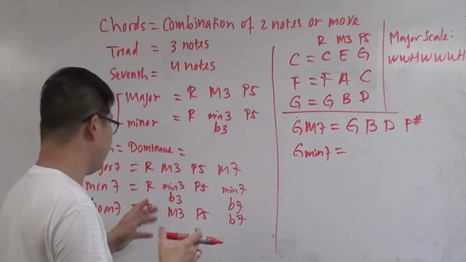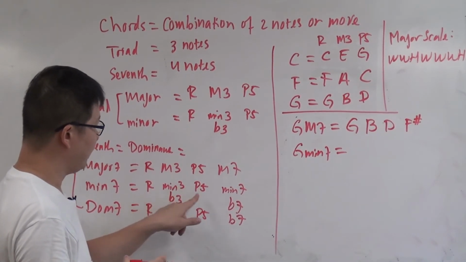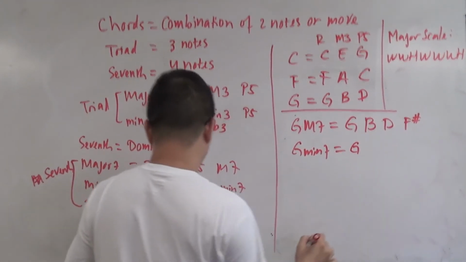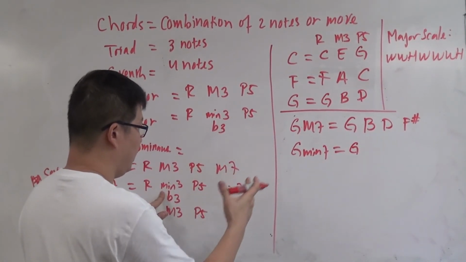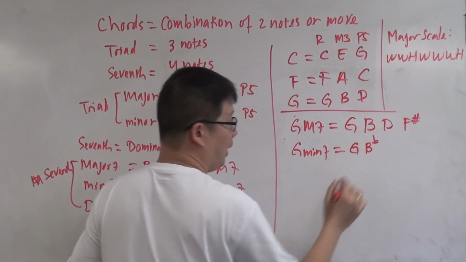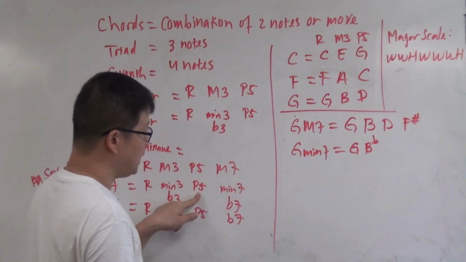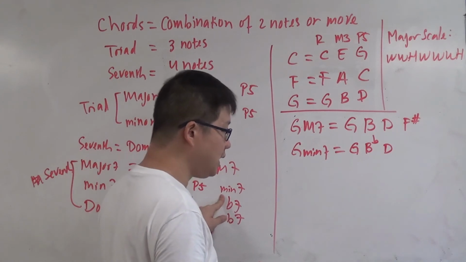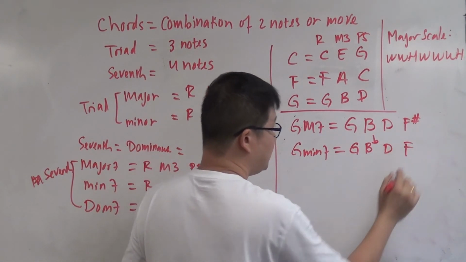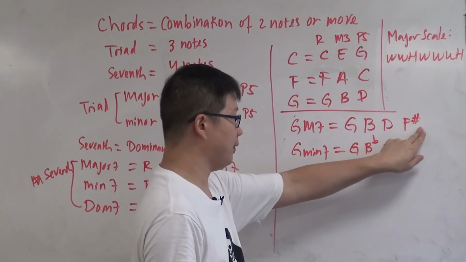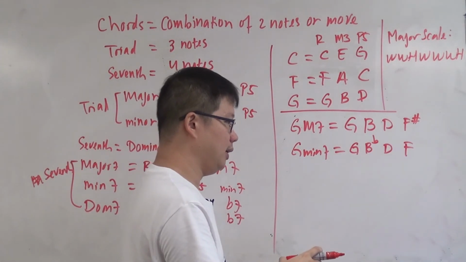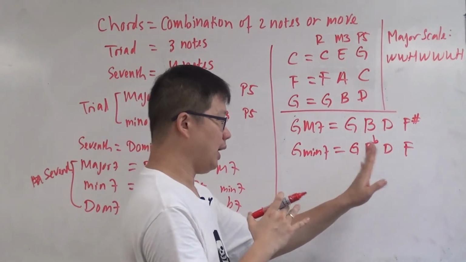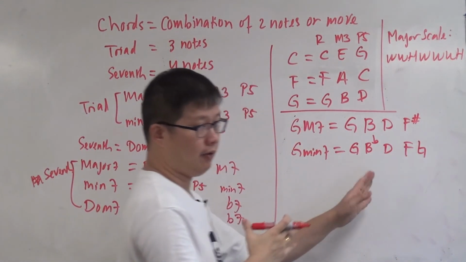Now, let's build G minor 7. For G minor 7, the formula is root, minor third or flat 3, perfect fifth, and minor 7 or flat 7. Now the root of G is G. The minor third or flat 3 of G is B flat. The perfect fifth of G is D. And the minor 7 or flat 7 of G is F. It's not F sharp, because F sharp is the major 7. However, if F sharp goes down by a semitone, it becomes F. You can also mention it as F natural. So either you say F, or if you want to be clear, you can put F natural.